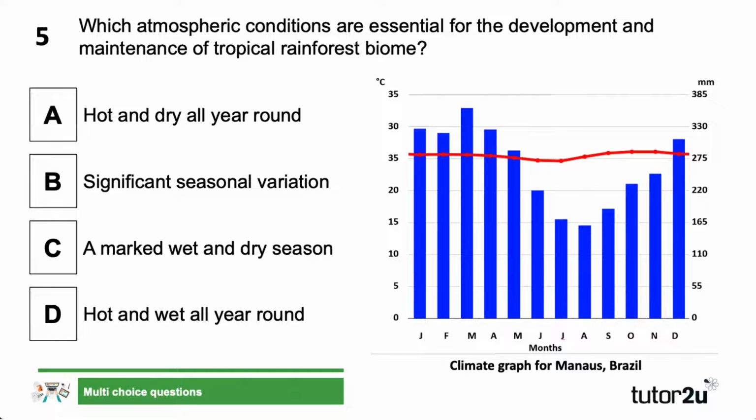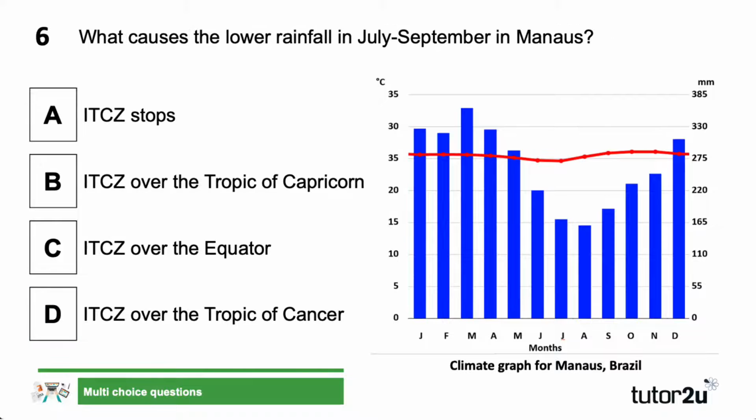You also need to remember that with these, it's very easy to make the mistake of looking at the wrong part of the graph. So in this case, the line is showing the temperature and the bars are showing the precipitation for each month. So, which atmospheric conditions are essential for the development and maintenance of the tropical forest biome? Is it A, hot and dry all year round, B, significant seasonal variation, C, a marked wet and dry season, or D, hot and wet all year round? And somebody's already got ahead of us there and correctly guessed, or knew that it was hot and wet all year round. Well done. Okay, number 6.